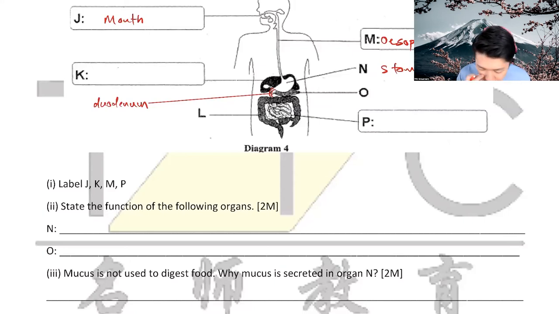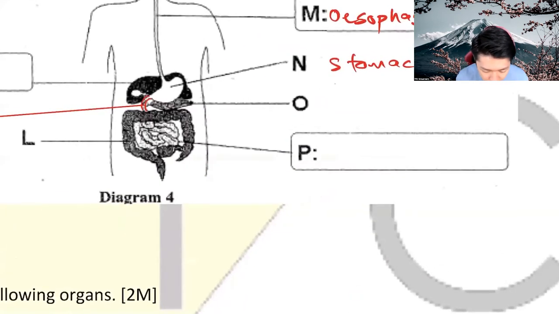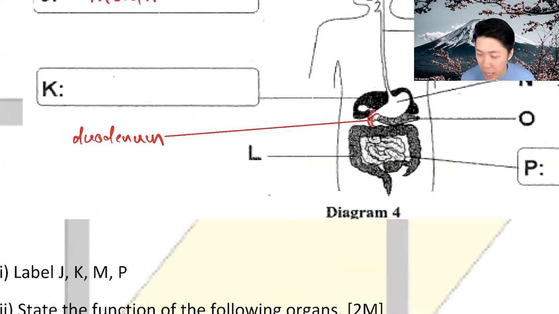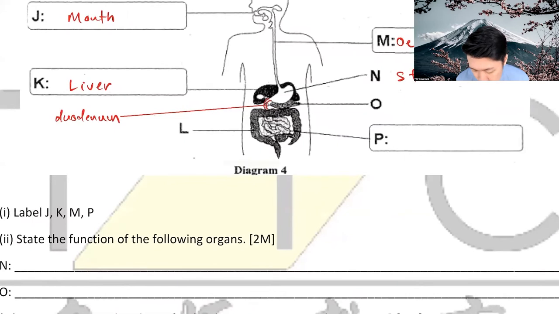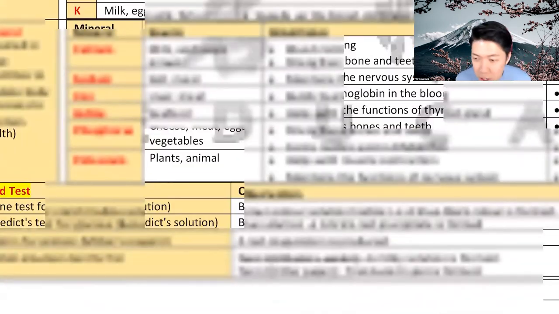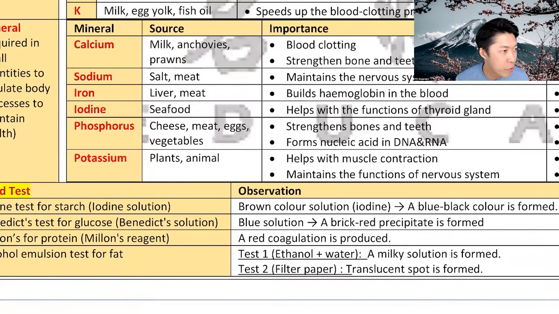Okay, duodenum, then down to, we have yet to label K, so let's go for K. That will be liver, the biggest piece, and O will be pancreas. Got E behind or not? Pancreas. I think no, right? Confusing sometimes.